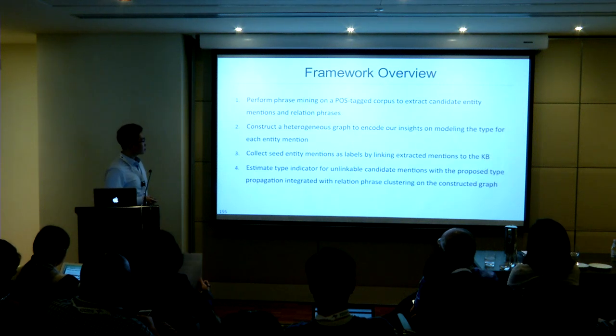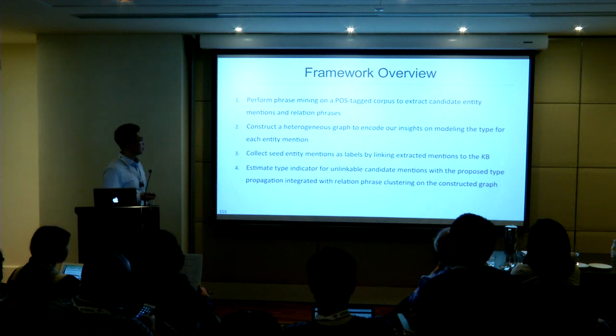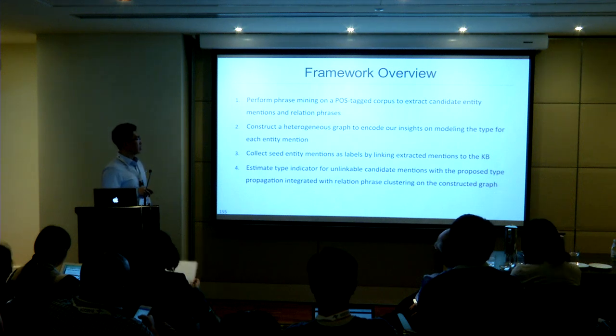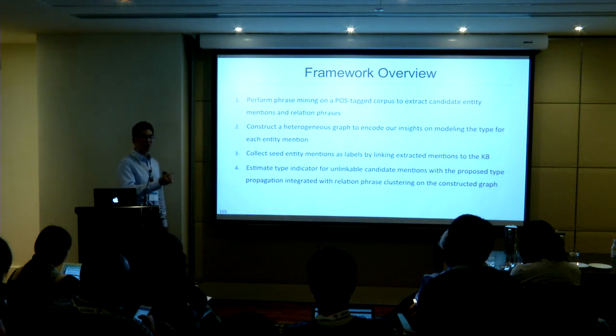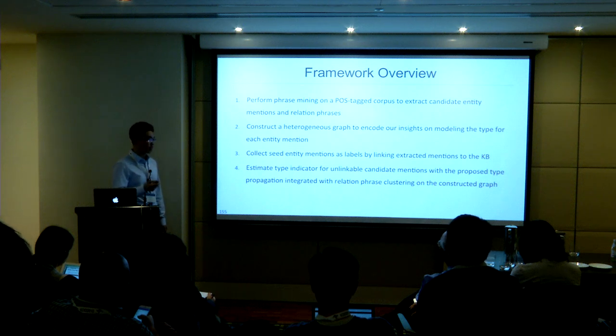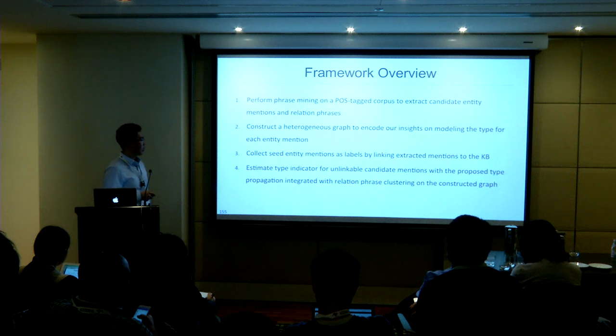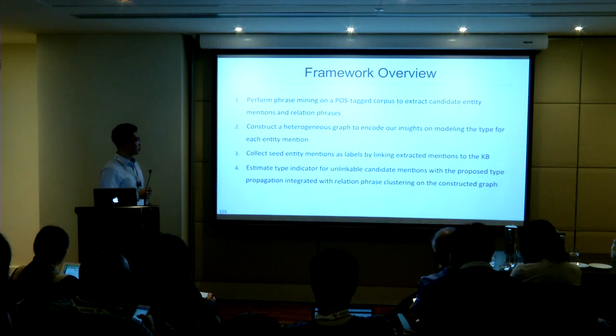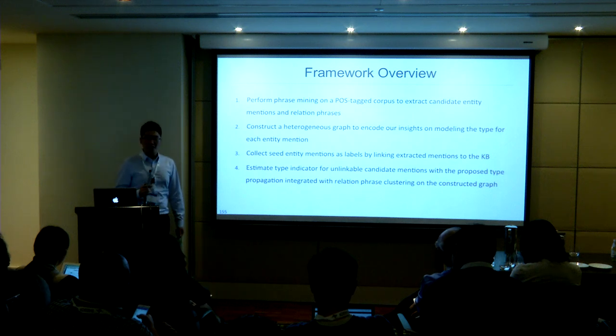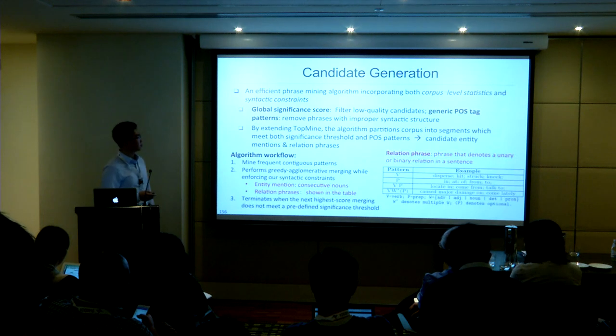So for the framework, we first do this part-of-speech constraint phrase mining to extract the entity mentions and the relation phrases. We construct these graphs to encode multiple insights. We're going to dive into details later. And we collect those entity mentions and see whether they can be linked confidently to the knowledge base. If so, they are linked to the knowledge base, and we figure out their types and use them as the seeds for the propagation. And then finally, we estimate this type indicator for the unlinkable entity candidates, by doing this joint propagation and relation phrase clustering process.